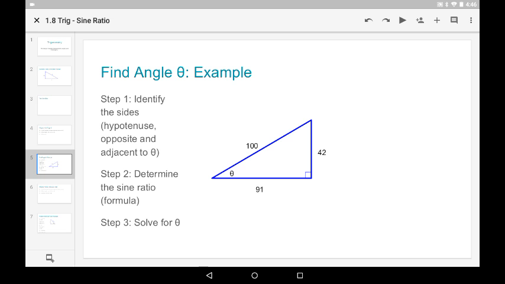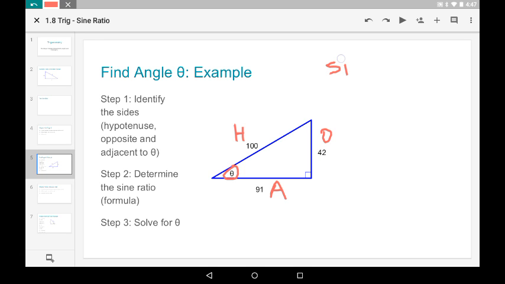So for our first example, we're given a triangle here. We know theta is right here, and we're given the lengths of all three sides. So step one, we're going to identify the hypotenuse. We know that one because it's across from the right angle. The opposite side is the one not touching theta, and the adjacent side is the one that is touching theta.